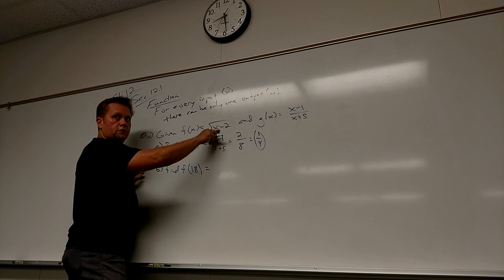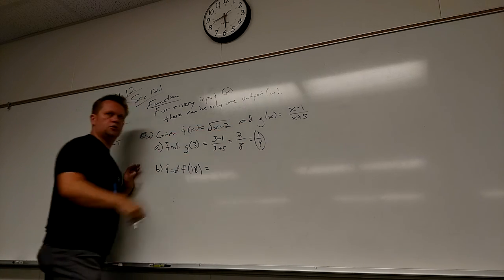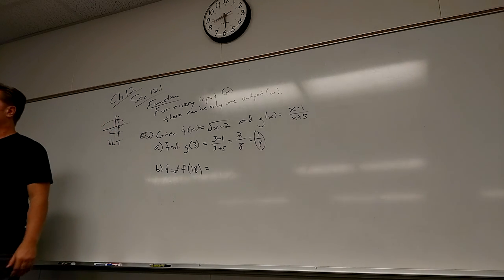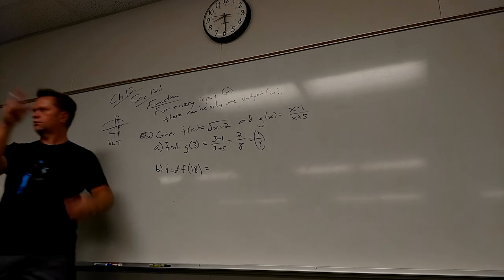How do I know I'm going to use this one? Because that is the f function. Why did I use that one? Because that is the g function. Don't make more of that than it is. So that's why we give functions different symbols, so I know which one to use.